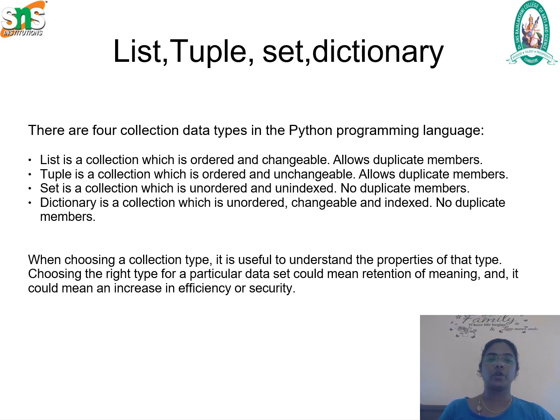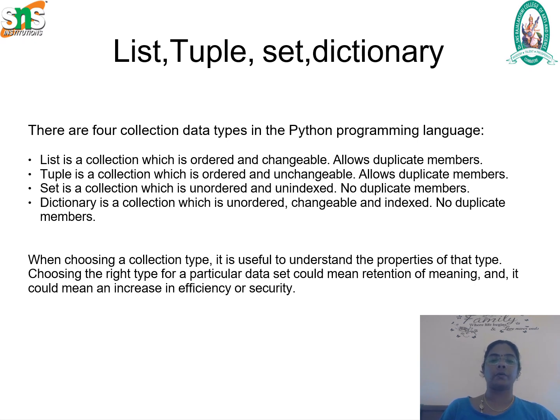Hi, in this video we are going to see about the list, tuple, set and dictionary. These are all the four collection data types in Python programming. List and tuple are ordered ones, set and dictionary are unordered.